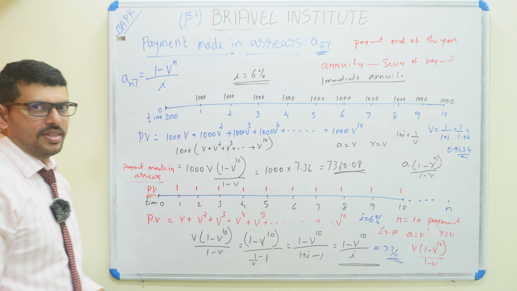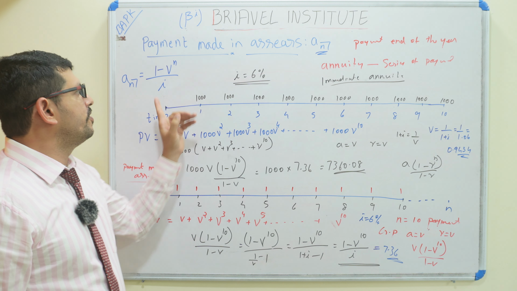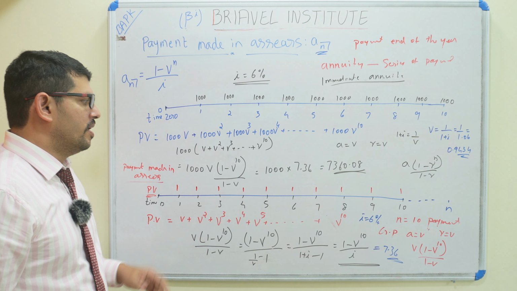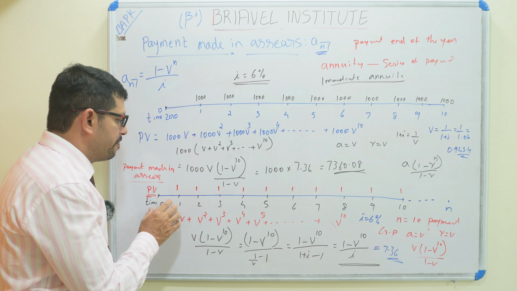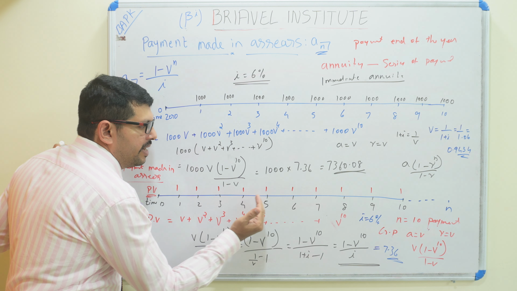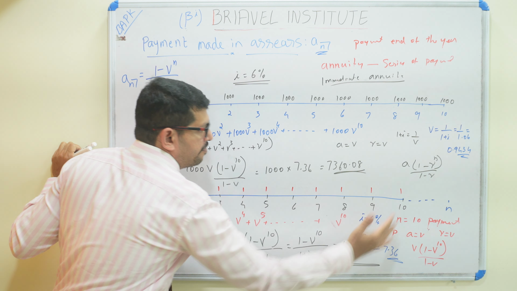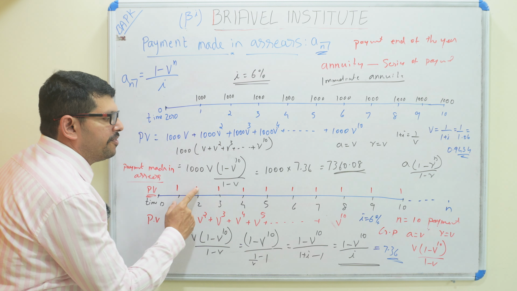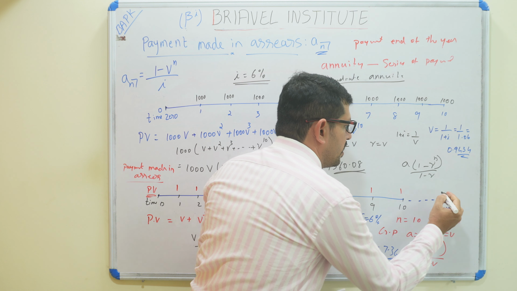Hope you understood the concept of payment made in arrears and the present value of this payment. Once again I will explain. Payment made in arrears means it is at the end of the year, the end of each period. So at the end of each period, 1 unit of payment is made, up to n years.